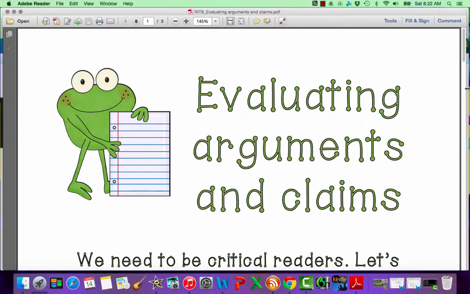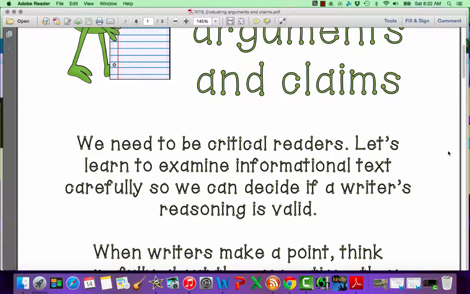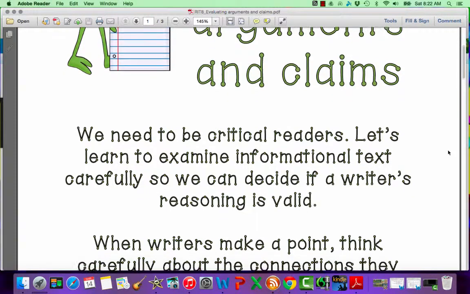When we read information, it's important we know how to evaluate arguments and claims. We've got to be critical readers. Let's learn to examine informational text carefully so we can decide if a writer's reasoning is valid.